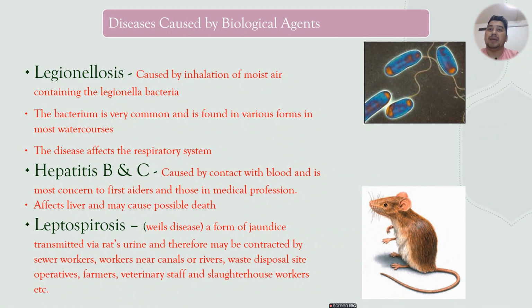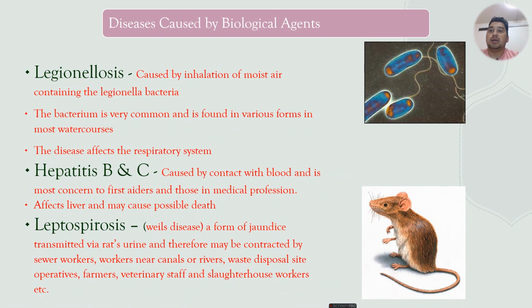Then we have hepatitis B and C, caused by contact with blood and of most concern to first aiders and those in medical professions. It affects the liver and may cause possible death. The people who work in the medical industry and who provide first aid are at greater risk of hepatitis B and C. Regarding hepatitis B and C and bloodborne disease, I have uploaded a separate video. If you go to my channel, you will find the bloodborne disease video. You can go through that video, which will tell you about hepatitis B, C, and A.